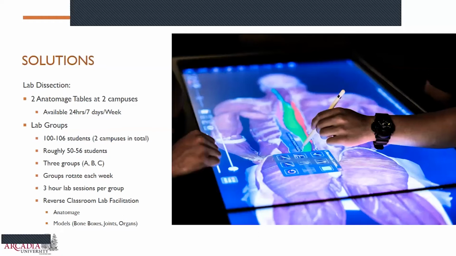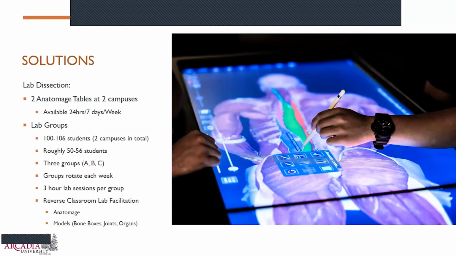And so here what we would do is we would assign students in the group every week to be a lab facilitator. And we gave them, again, access to the Anatomage table to build their lab facilitation, their identification of structures, the discussion of these structures. They had access also to traditional models consisting of the bone boxes, anatomical joints, and plasticized organs.